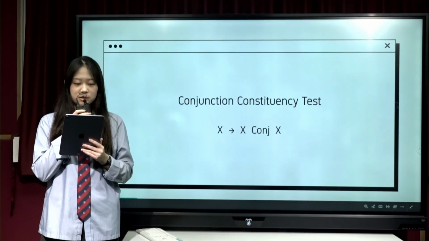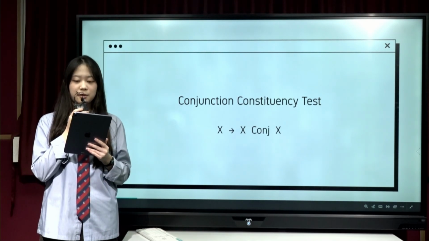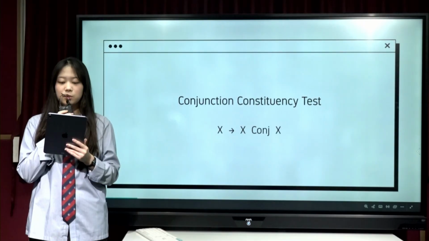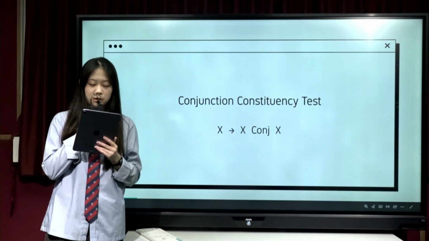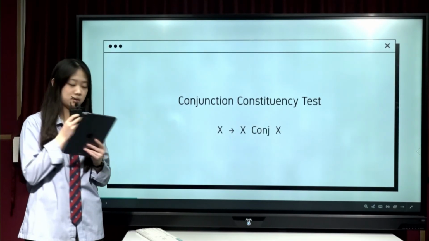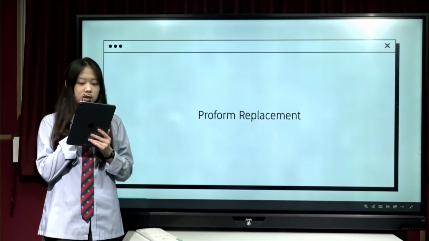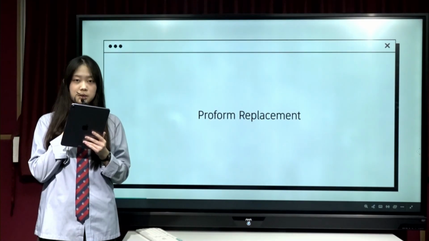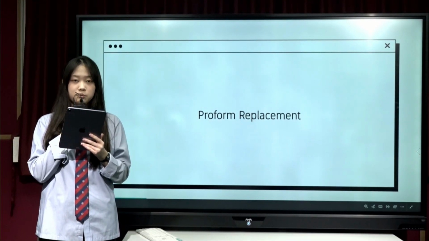The conjunction constituency test analyzes sentences with conjunction using the rule X arrow X conjunction X. To apply this rule, we need a way to check how words in a sentence group together to form a constituent. One method we already learned is conjunction, but another useful method is proform replacement. In many languages, a repeated expression can be replaced with a similar, simpler expression, and this is called proform replacement.